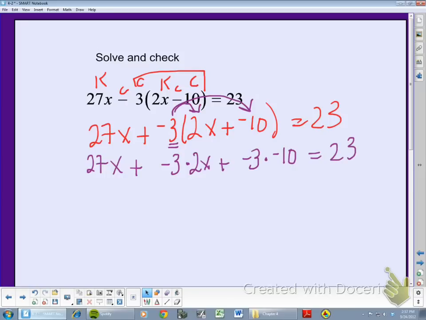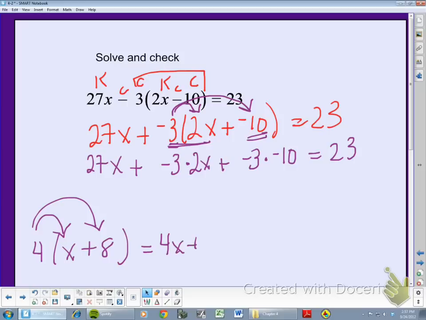So look at what I did here. I multiplied -3 times 2x and then -3 times -10. All right, so I'll just write a smaller problem. Let's say I have 4 times (x plus 8). This would mean 4 times x plus 4 times 8. That's called the distributive property of multiplication over addition. So that would be 4x plus 32. And that's exactly what I did above.